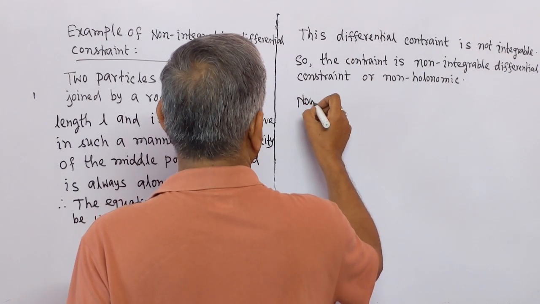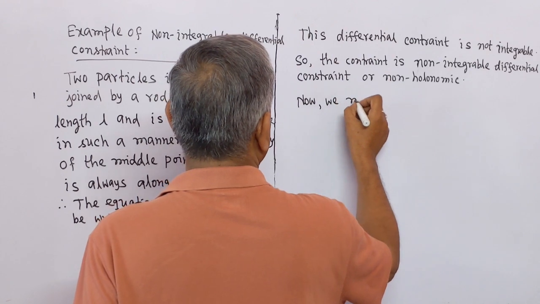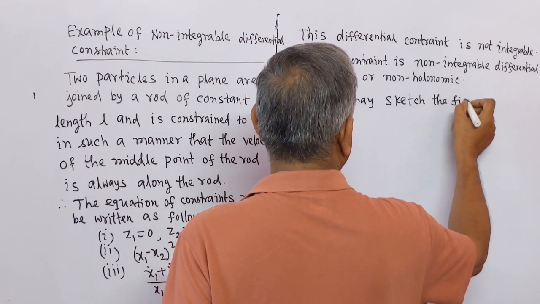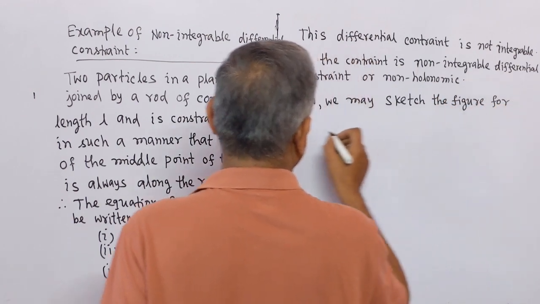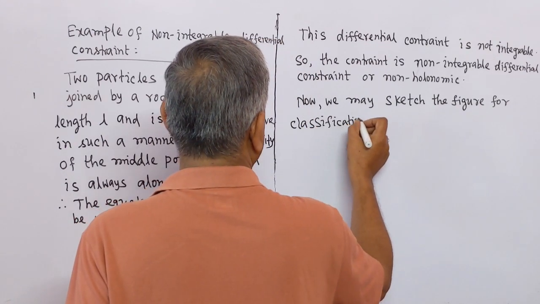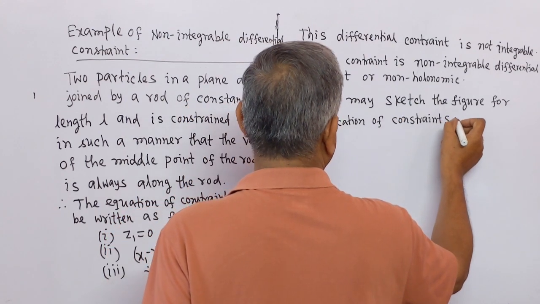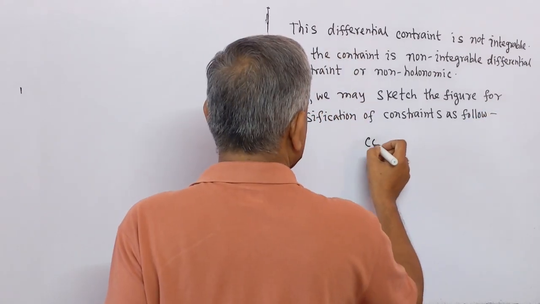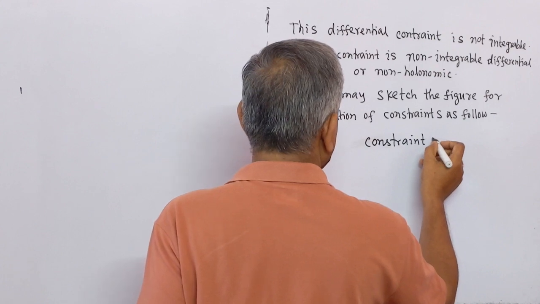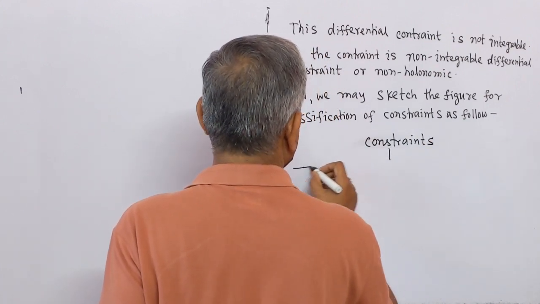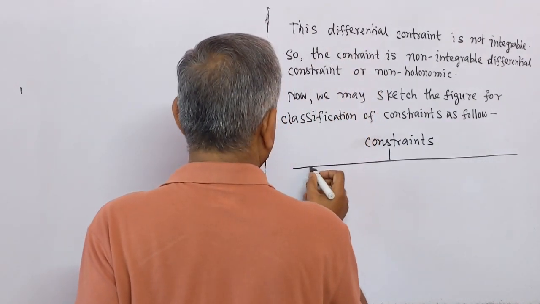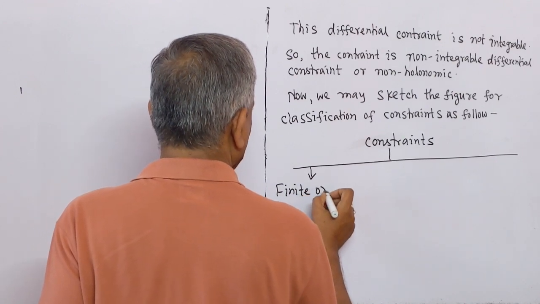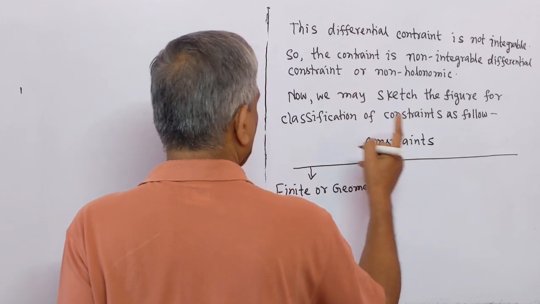Now we may sketch the figure for the classification of constraints, as follows. Constraints we divide into two divisions. Number 1, finite or geometric constraints.